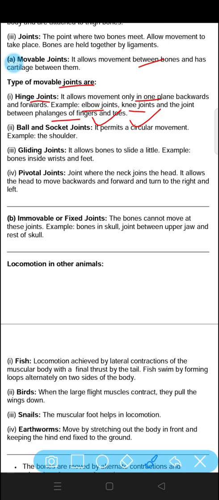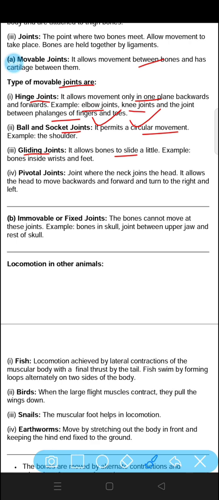Next is the ball and socket joint. It permits a circular movement. For example, the shoulder. You can rotate your shoulder 360 degrees. After that, the gliding joint. It allows bones to slide a little. The bones inside the wrist and feet are called gliding joints of wrist and feet.